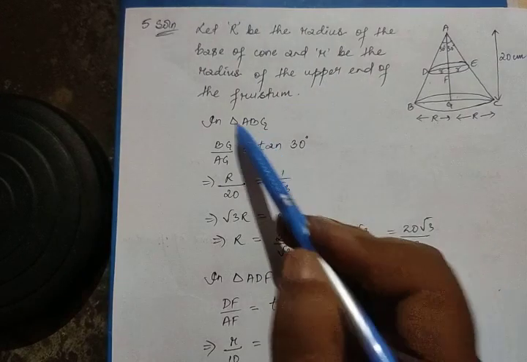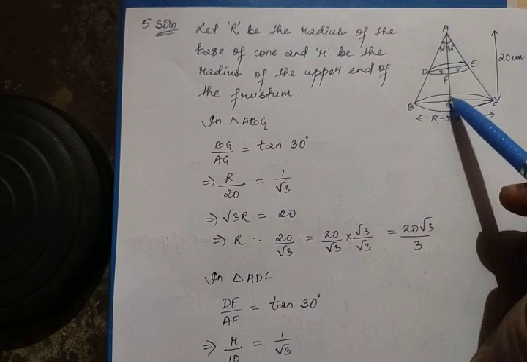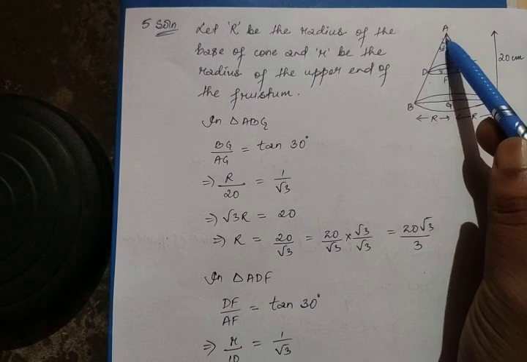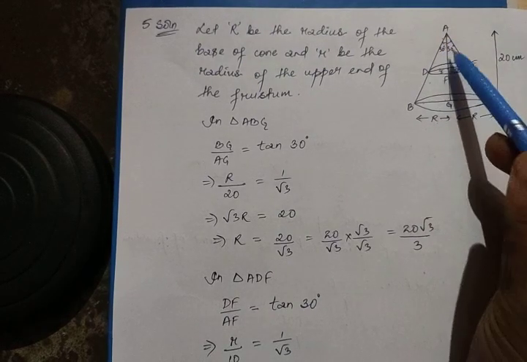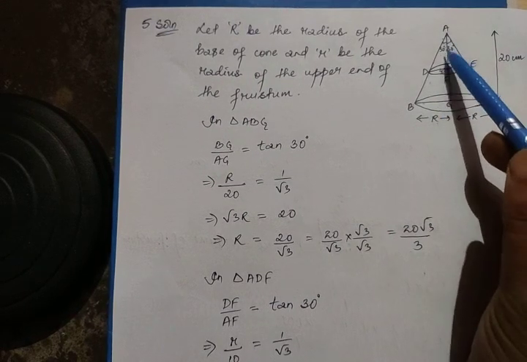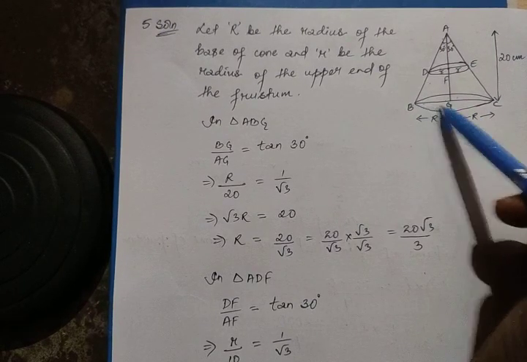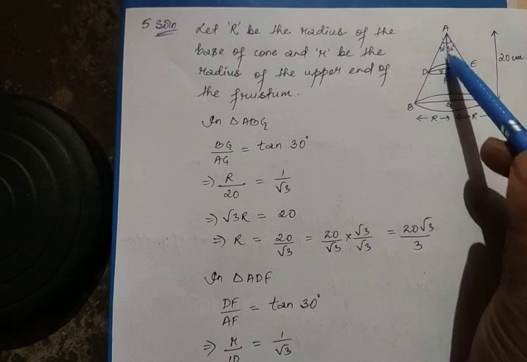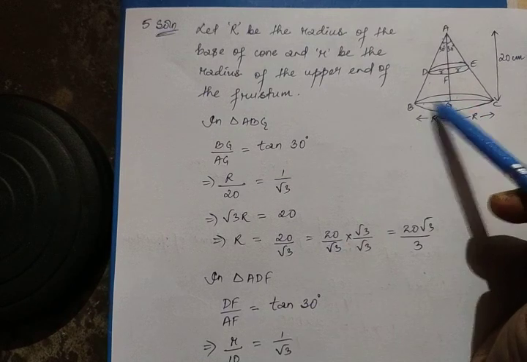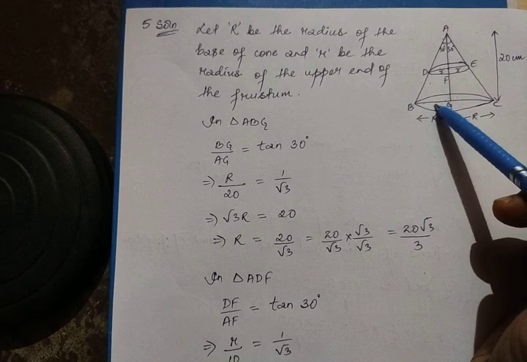Now in triangle ABG, it's a right angle triangle. This is 90 degree and the angle is 30 degree. So if the angle is here, this side will be the base and this will be the perpendicular. We are going to find this perpendicular, so we take these two sides, perpendicular by base, and we already know that perpendicular by base is tan theta. We have studied this in chapter 9, applications of trigonometry.